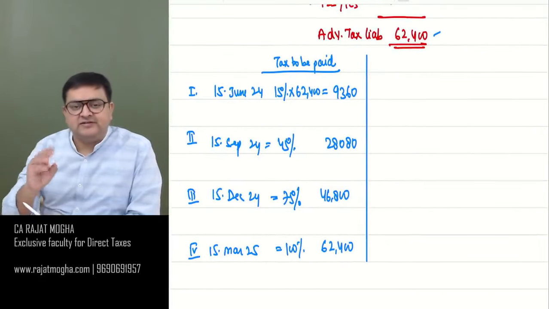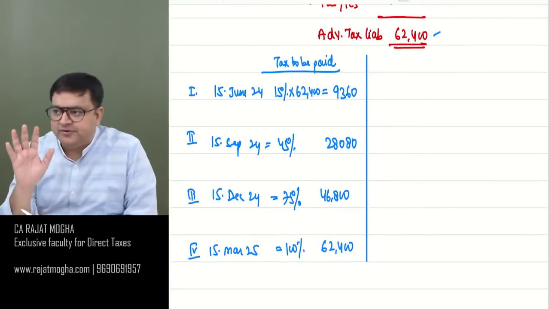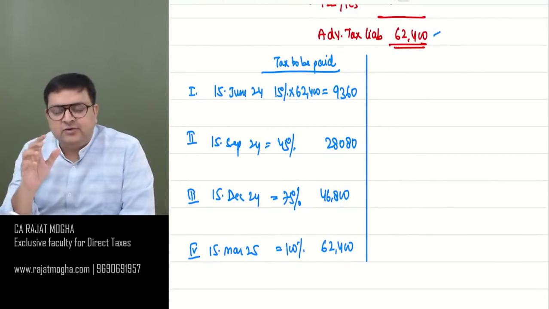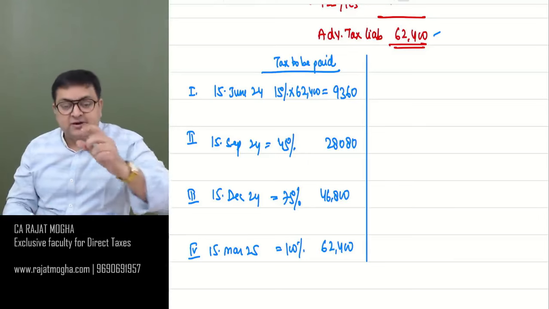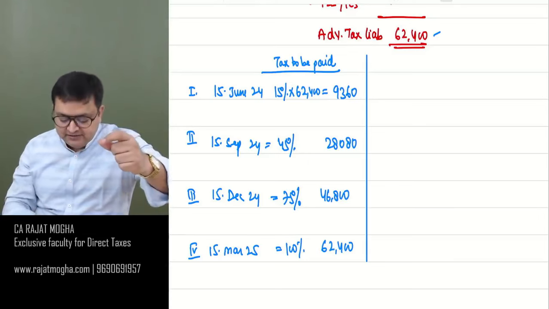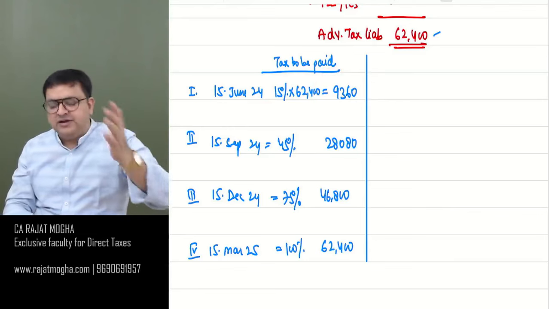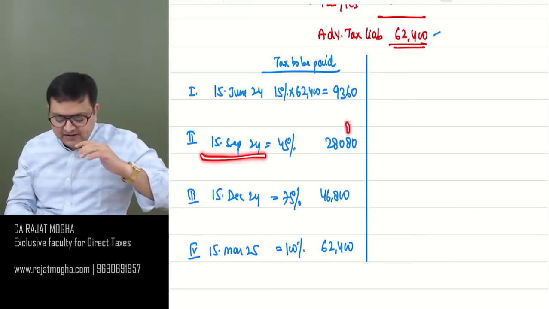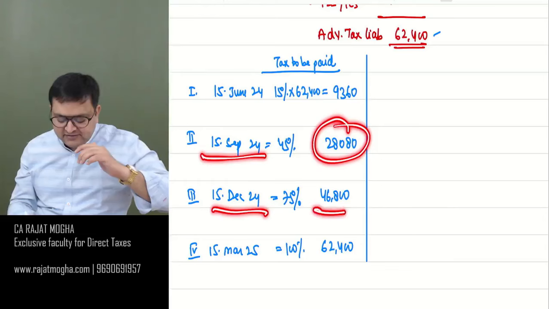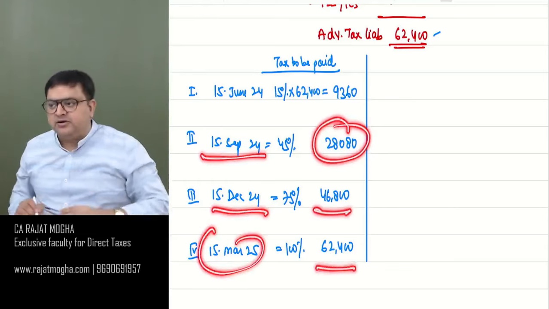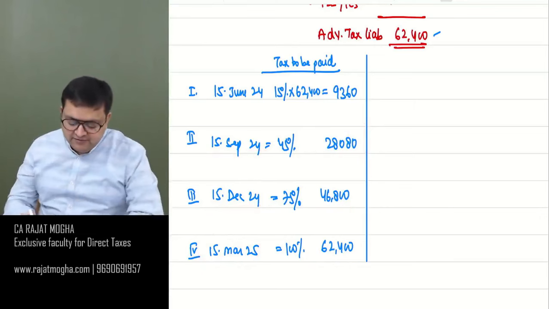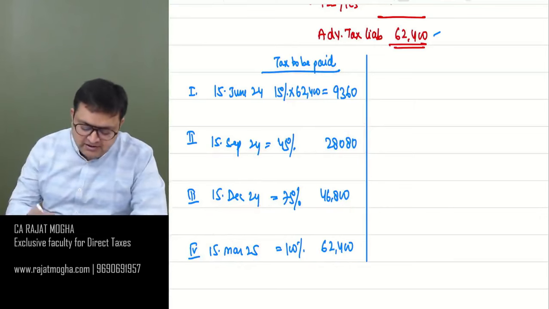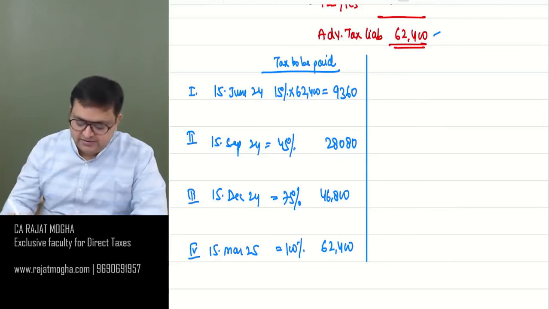This is what the assessing officer was requiring from you. Pradeepa, got it now? Up till this date, this amount government needs. Up till this date, total amount government needs it. Now, we will say this is the tax to be paid. Now we'll see how much you have paid.